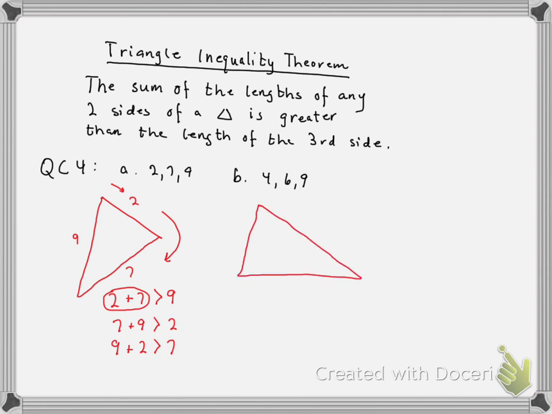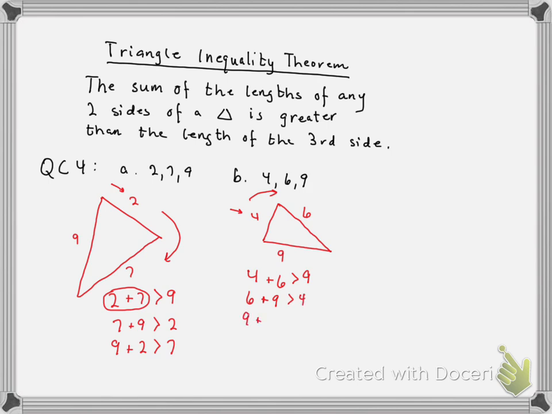Okay, and again, very not drawn to scale. So let's do, there would be 4, there would be 6, and that would be 9. Okay, that's about the best I can do. All right, so the triangle inequality theorem, I'm going to start with 4 and go this way. 4 plus 6 has to be greater than 9, which is the third side. Then 6 plus 9 has to be greater than 4. And then 9 plus 4 has to be greater than 6.